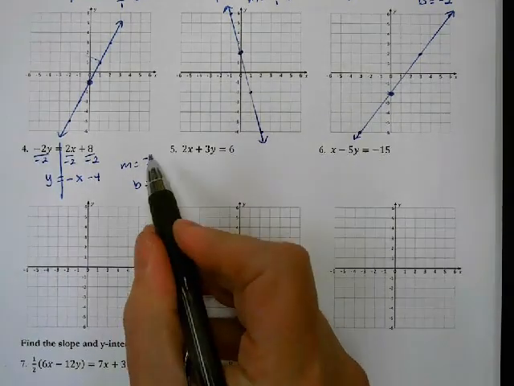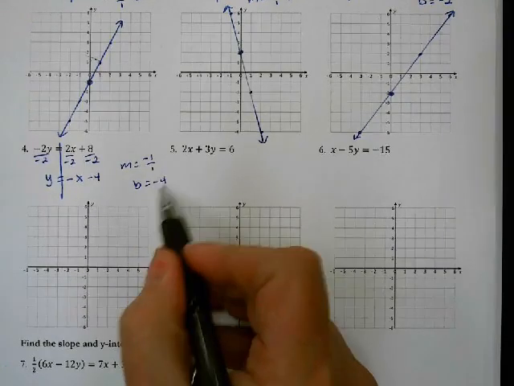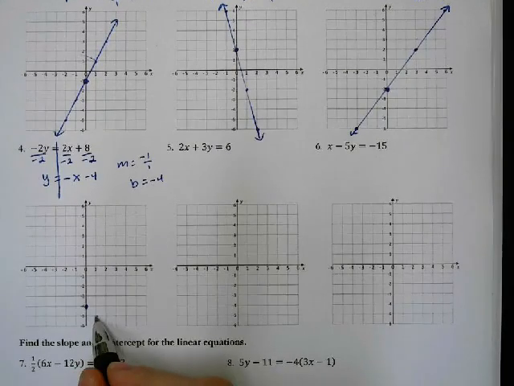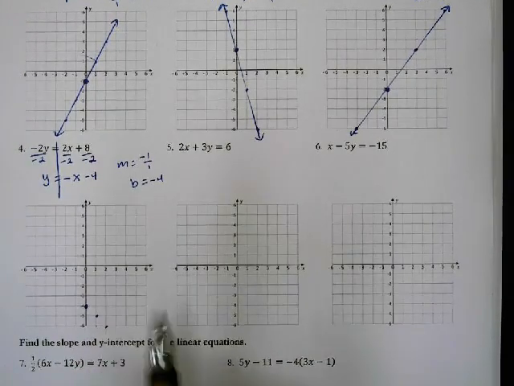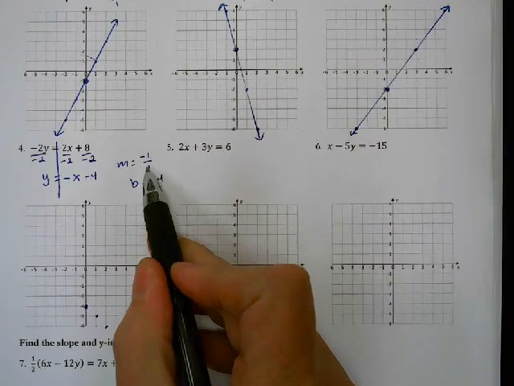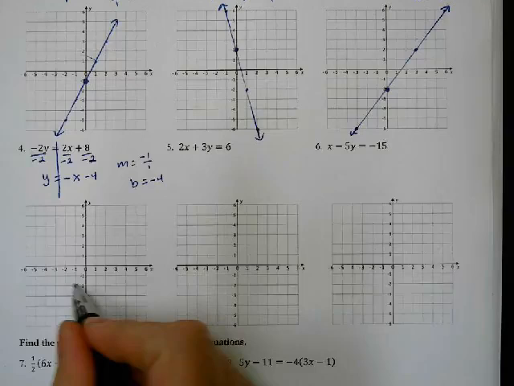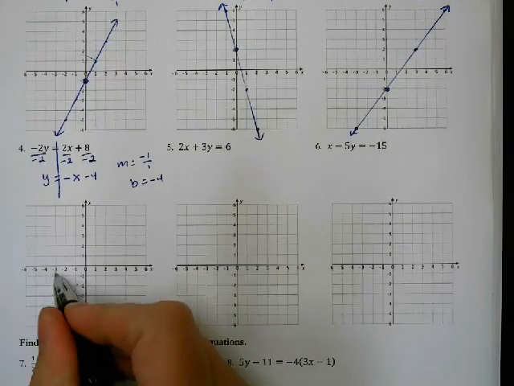So this means I'm going to go down 1 to the right 1, and my y-intercept is negative 4. So I can go down 1, right 1, down 1, right 1, or you can put the negative on the bottom, and I can go up 1, left 1. Up 1, left 1, up 1, left 1, forever and ever, amen.